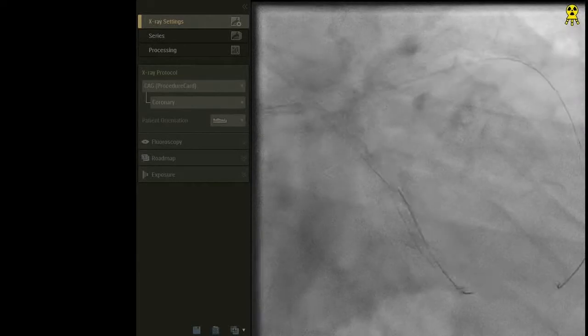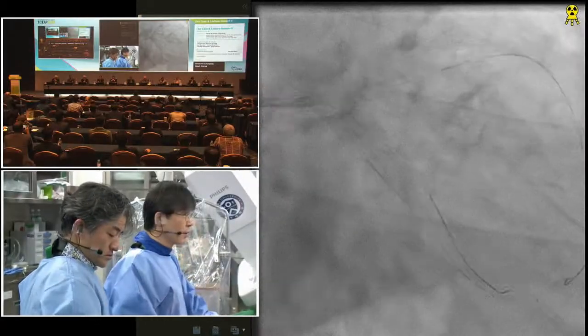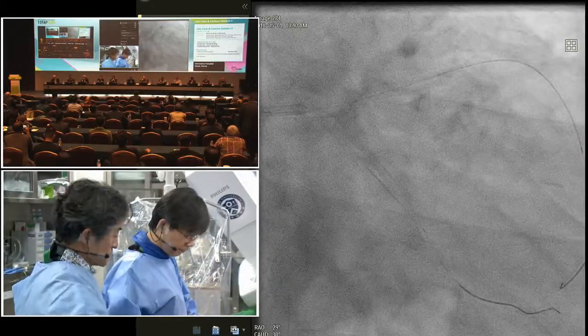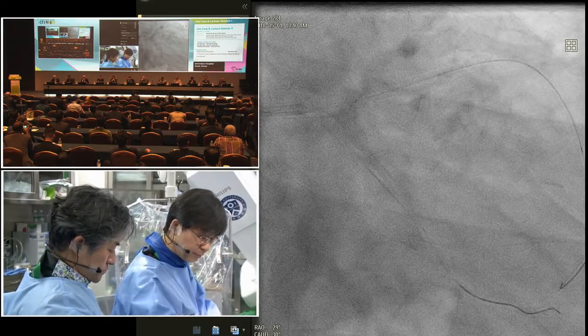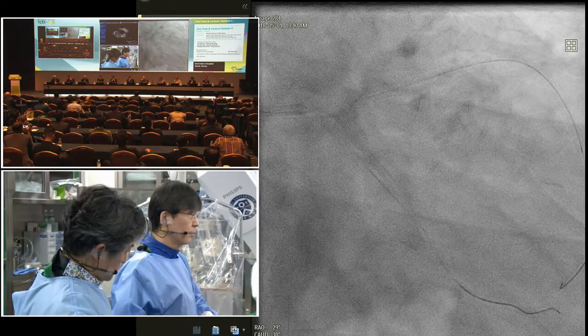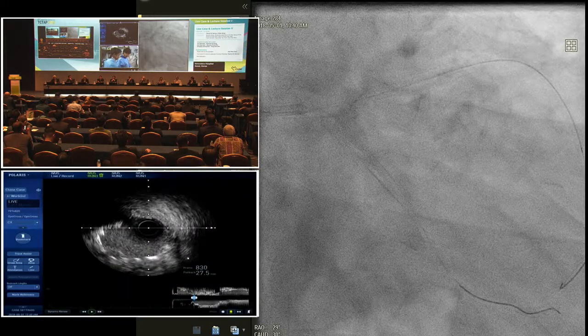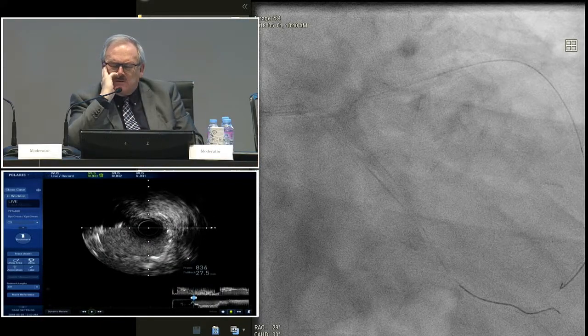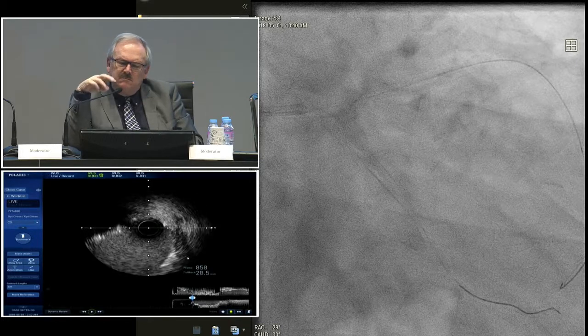Please tell the audience, let me measure the circumflex ostium minimal lumen area. Usually we recommend more than 5. What is the larger diameter of the main stem and the smallest? Because it looks quite elliptical.